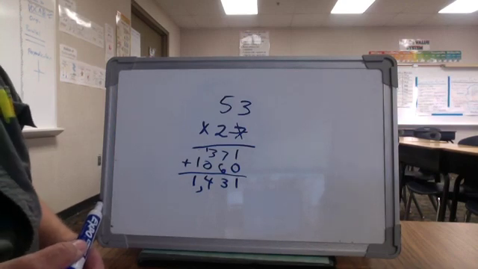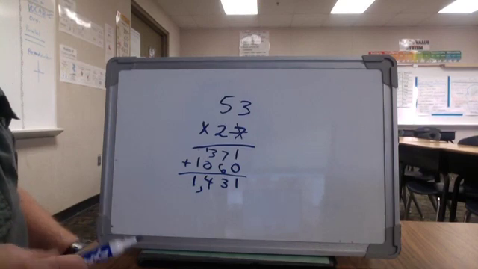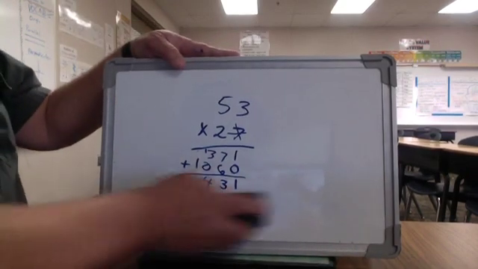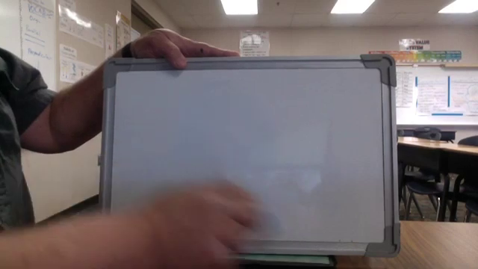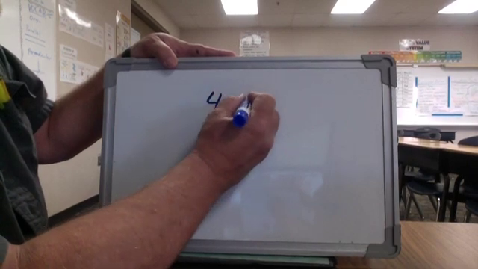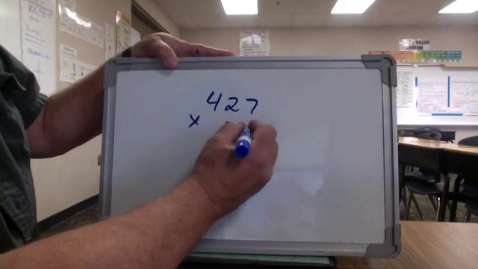So if you'd like to, maybe right now, pause the video, make up a couple problems on your own and check them and see how you do. I'm going to go ahead and erase this and we'll try a 3 by 2. So I'm just making these up at random. I'm going to say 427 times 36.